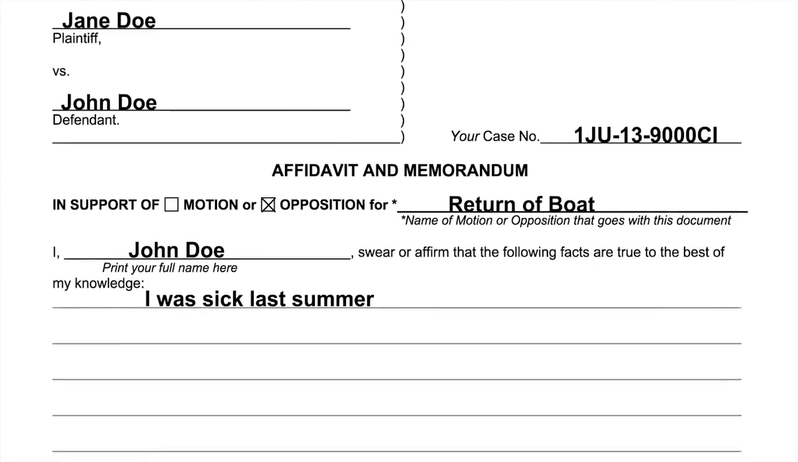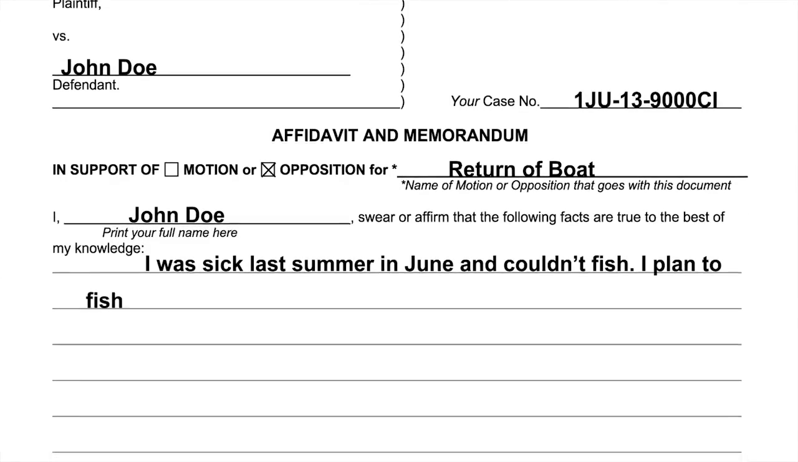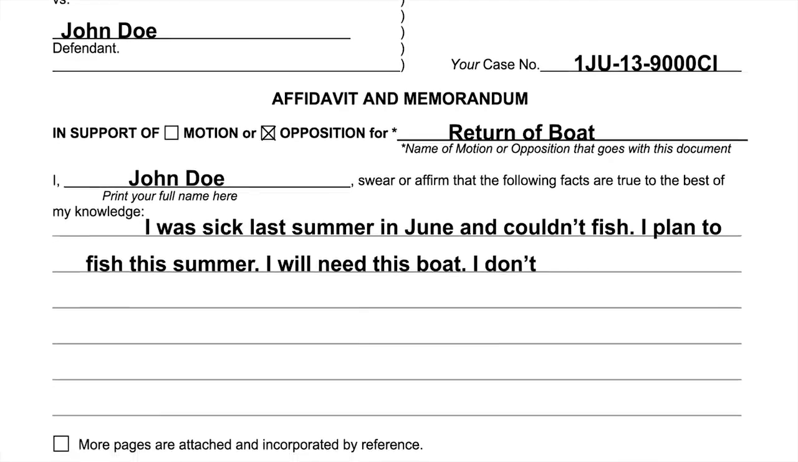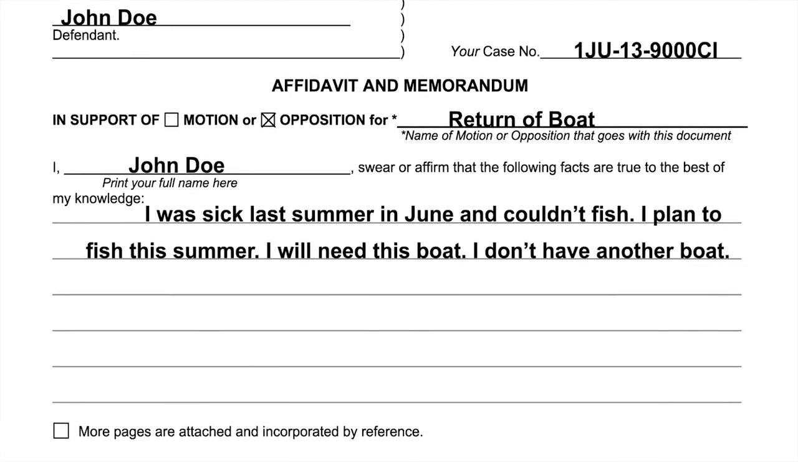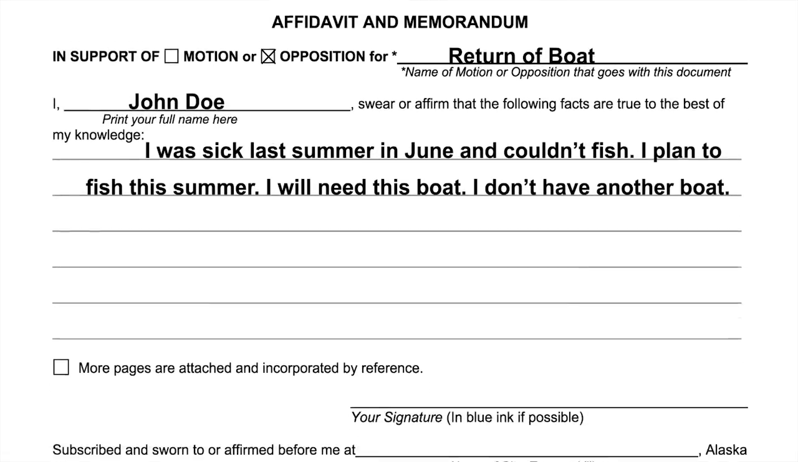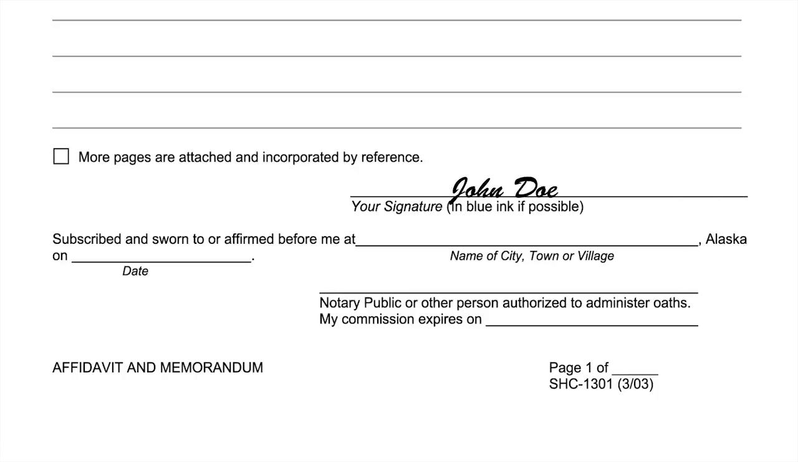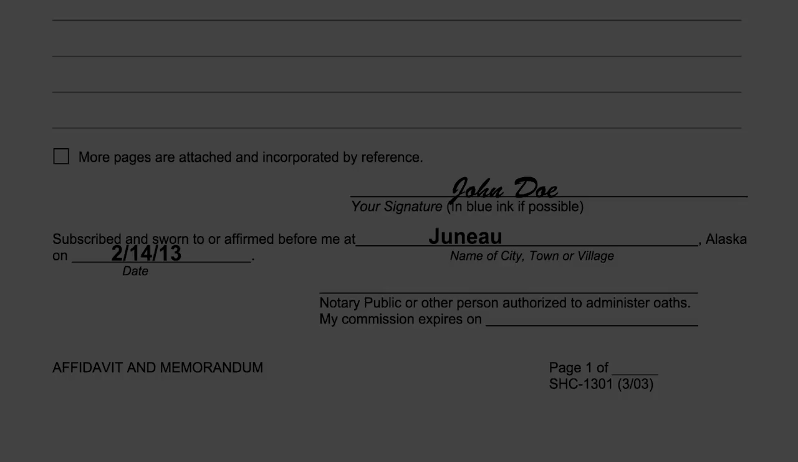On this form, you explain in more detail why you oppose the motion. You should include all of the facts that support your reasons for disagreeing with the motion. This form will need to be signed and sworn to before a notary. You can get it notarized for free from the clerk at the courthouse.